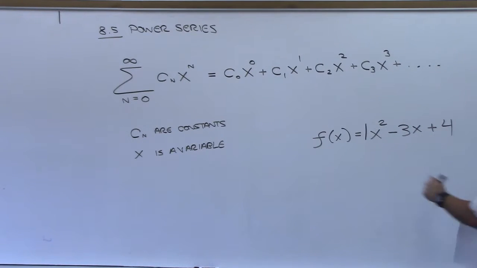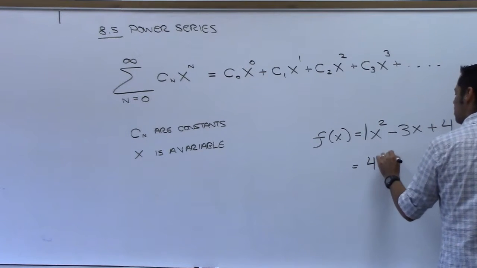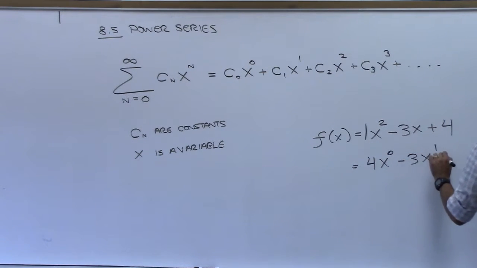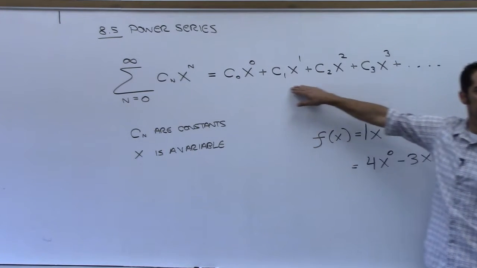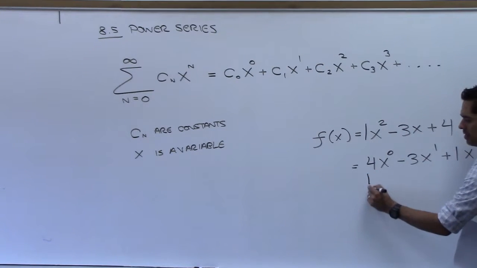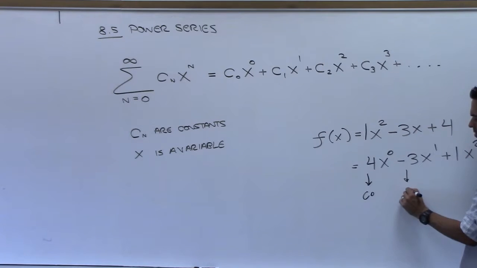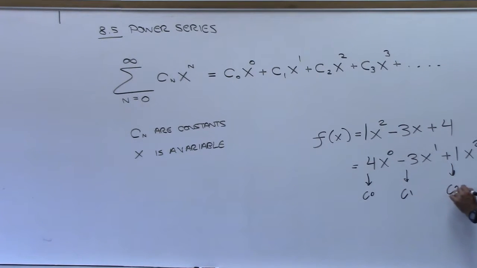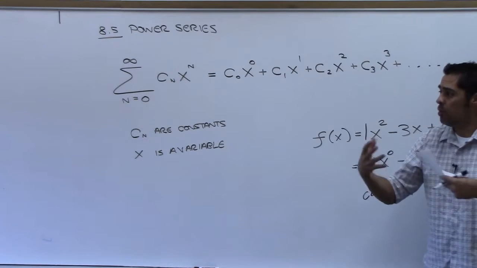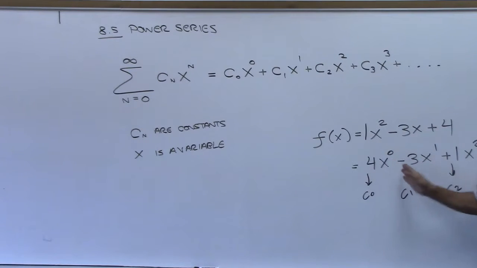If I flip this order around and write it 4x to the 0 minus 3x to the 1 plus 1x squared, do you see that that follows this format right here? I have a number, in this case, c sub 0 would be this one, right? C sub 1 would be this one, and c sub 2 would be that one. Understand? So if you cover all the x's up, 4, negative 3, 1, those are just numbers. That's a series of numbers, right? That's what we've been studying. We're just tacking on now powers of x that continually increase as we go. Understand? No questions?